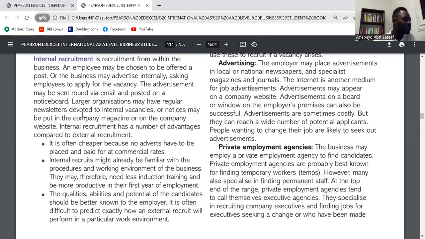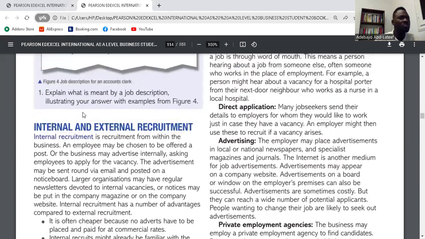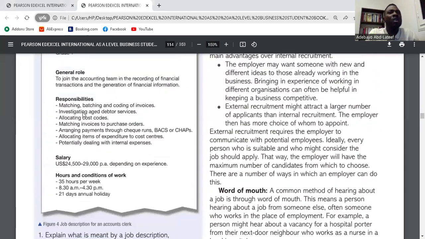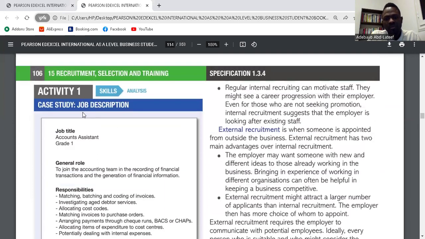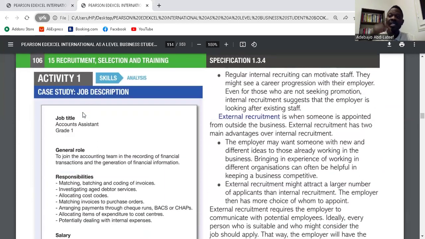The third one is that the employer knows the employee very well, so there won't be problems predicting what he or she can do. The fourth one, regular internal recruitment can motivate staff. They might see a career progression with their employer, even for those who are not seeking a promotion.